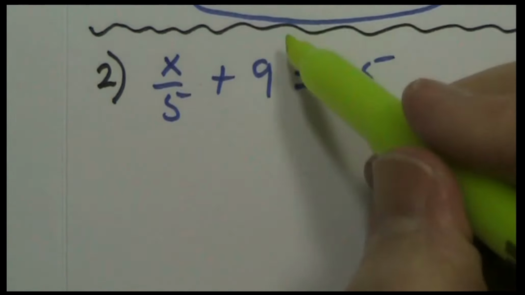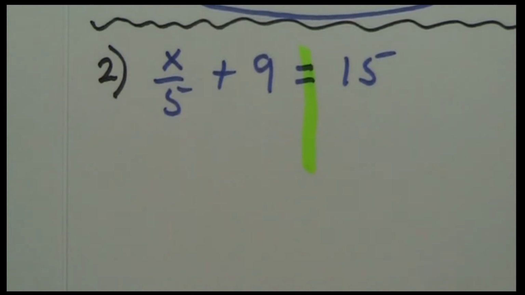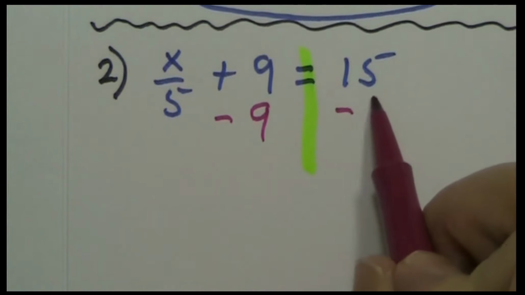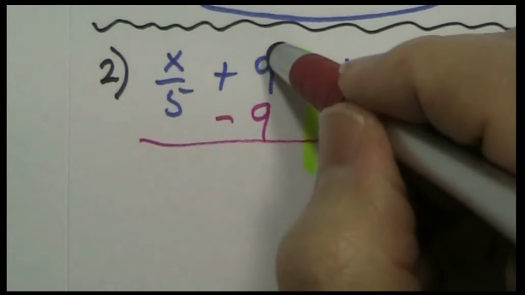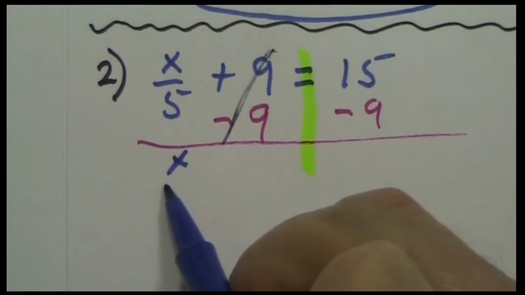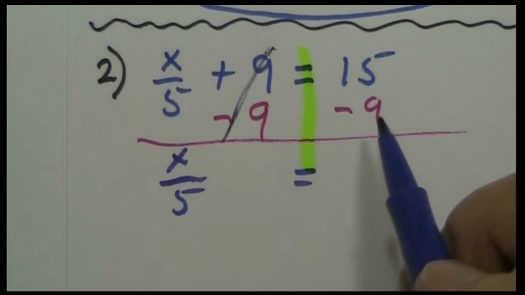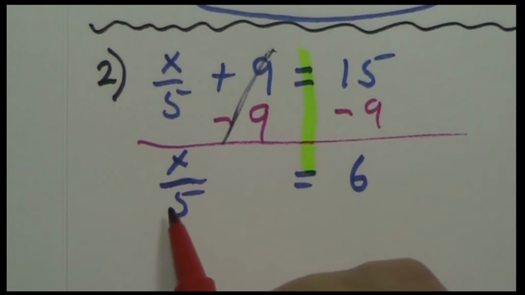Okay, you have a left and right side. What you do to one side, you do to the other. I need to get rid of the +9, so I will subtract 9. And so this becomes 0, and you are left with, I'll bring this down, the equals. And 15 minus 9 is 6. Now I need to get rid of this 5.